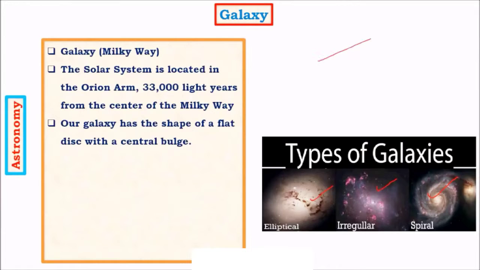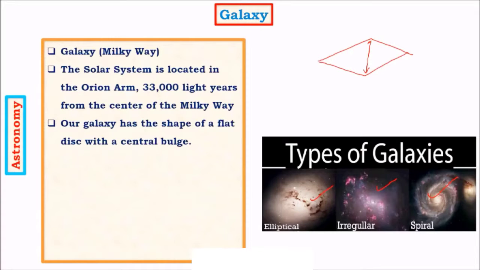Usually this galaxy is disc shaped, that is, if you look from a horizontal view it would appear like a disc, and at the center it is about 1 lakh light years across, and at the edges it is about 500 light years thick. That is, 1 light year is equal to the distance traveled by light.